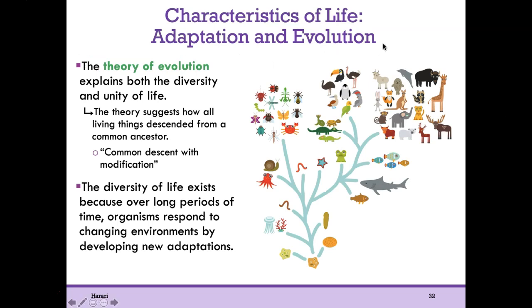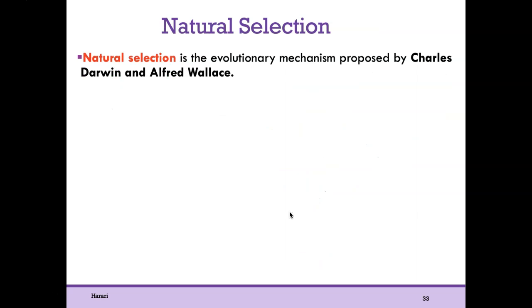So the theory of evolution explains how life is very united because all of us have common features. But also, since the environments change so frequently, it also explains how we have diversity of life. And diversity can be explained by natural selection. Natural selection is something that you've heard about, and I want to make sure that you understand it. It is a mechanism of evolution that was proposed by two scientists, Charles Darwin and Alfred Wallace.